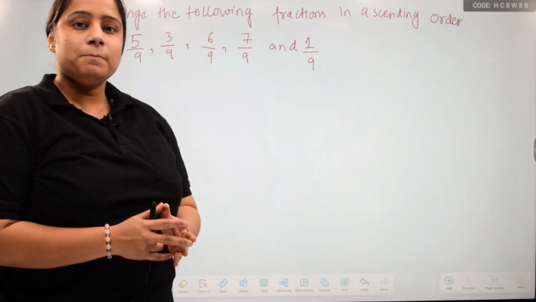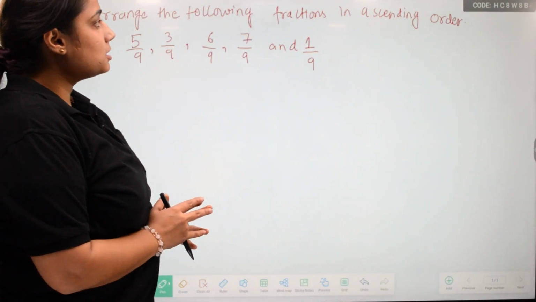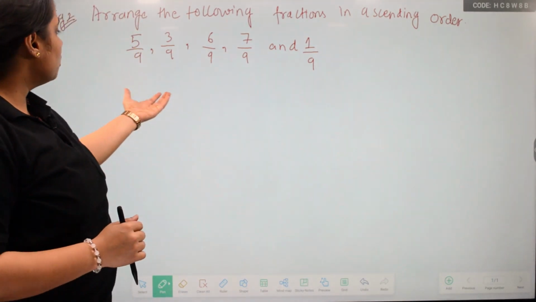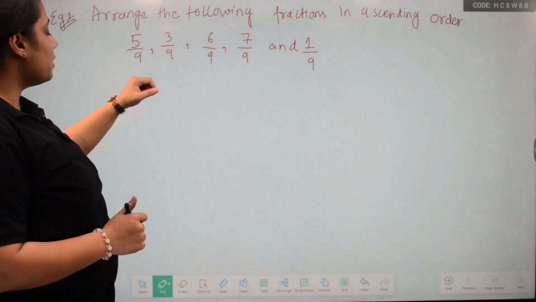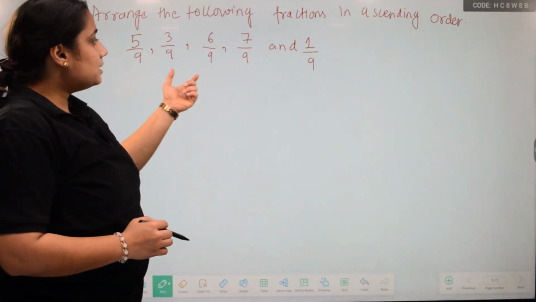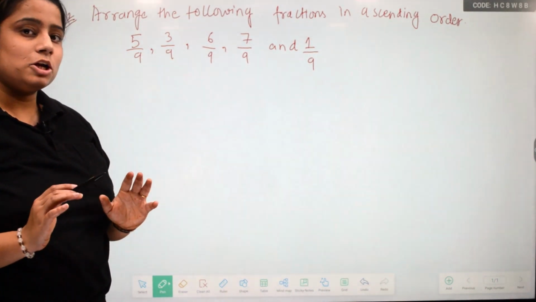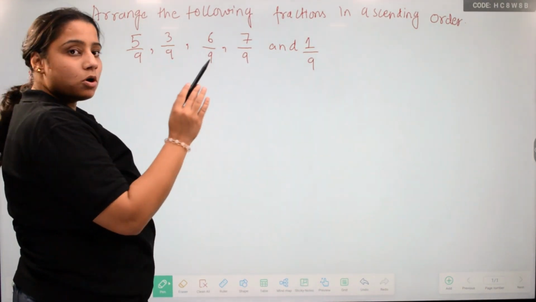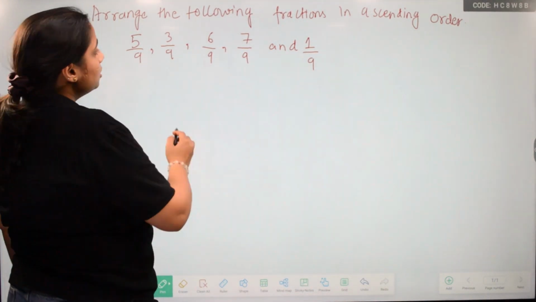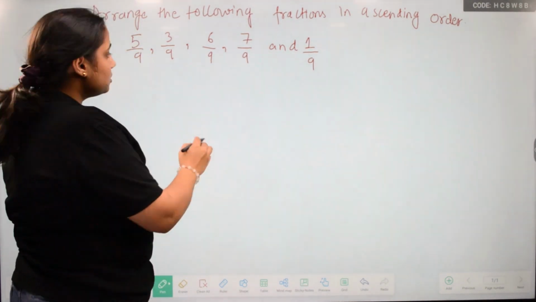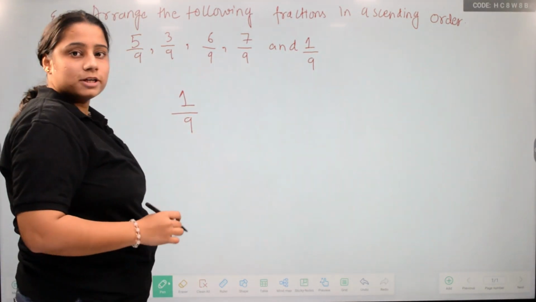the other. Example 2. Arrange the following fractions in ascending order, that is, smaller to greater fraction. So in this we can see that we have 5 by 9, 3 by 9, 6 by 9, 7 by 9 and 1 by 9. We can see that all the fractions have the same denominator. So let's check the numerator. The fraction with the smallest numerator will be smallest here. Among 5, 3, 6, 7 and 1, we can say that 1 is the smallest. So 1 by 9 is the smallest fraction.